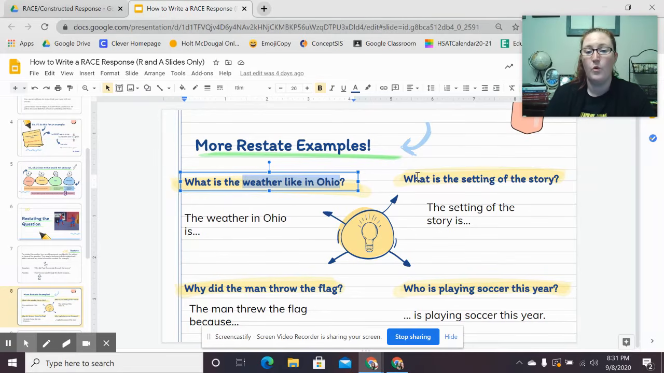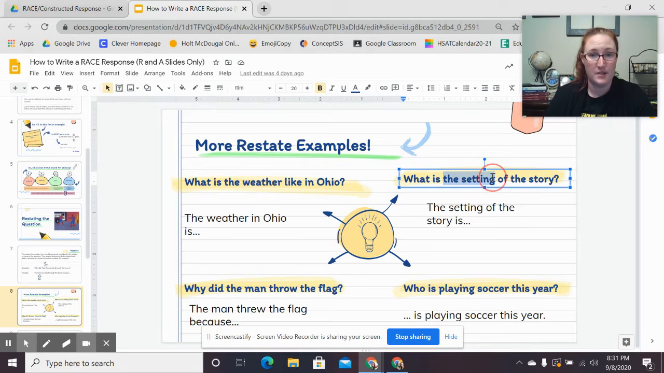Okay. What is the setting of the story? The setting, that's my subject. I need to add a verb onto the end. I could just say the setting is, but for the answer, I put the setting of the story is.